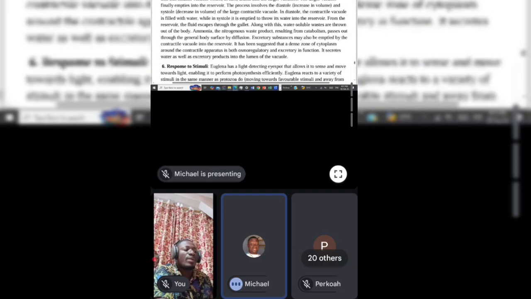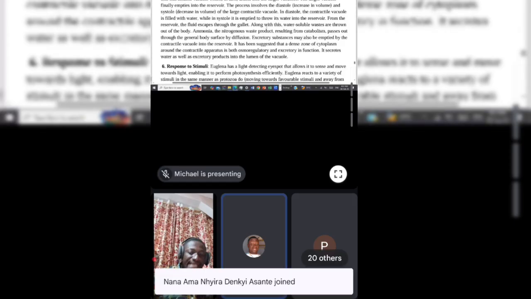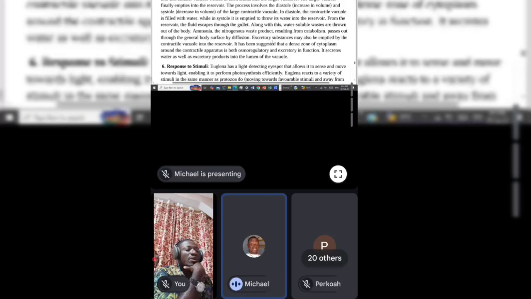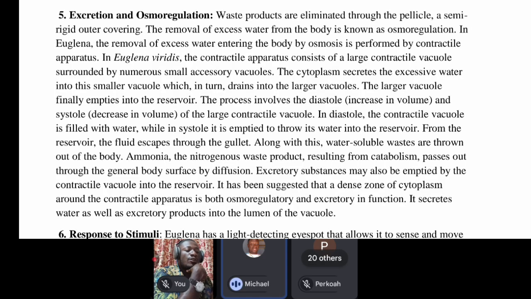So along with this water, soluble wastes are thrown out of the body, like ammonia and nitrogenous waste. Any waste in its body or cytoplasm will mix with the water. So as the water is going, it flushes every waste out from the body. So excretosomes may also be emptied by the contractile vacuole into the reservoir. It has been suggested that the dense zone of cytoplasm around the contractile apparatus is both for osmoregulatory water control and also for excretory function. So that is how it also controls water or respiration, sorry, or excretion.